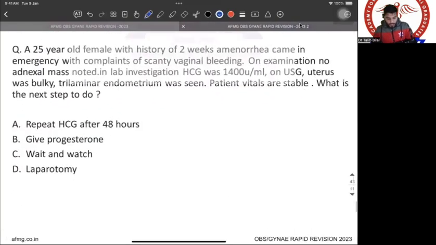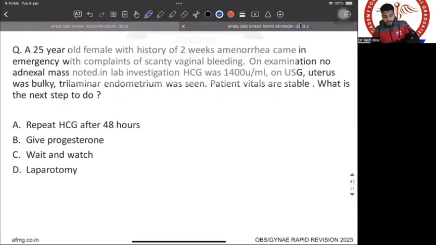Okay. Let's go to the next question, guys. A 25-year-old female with 2 weeks of amenorrhea came to the emergency with complaints of scanty vaginal bleeding. On examination, no adnexal mass was noted. In lab investigations, HCG was 1400. On USG, the uterus was bulky and trilaminar endometrium was seen. The patient's vitals are stable. What is the next step to do, guys?